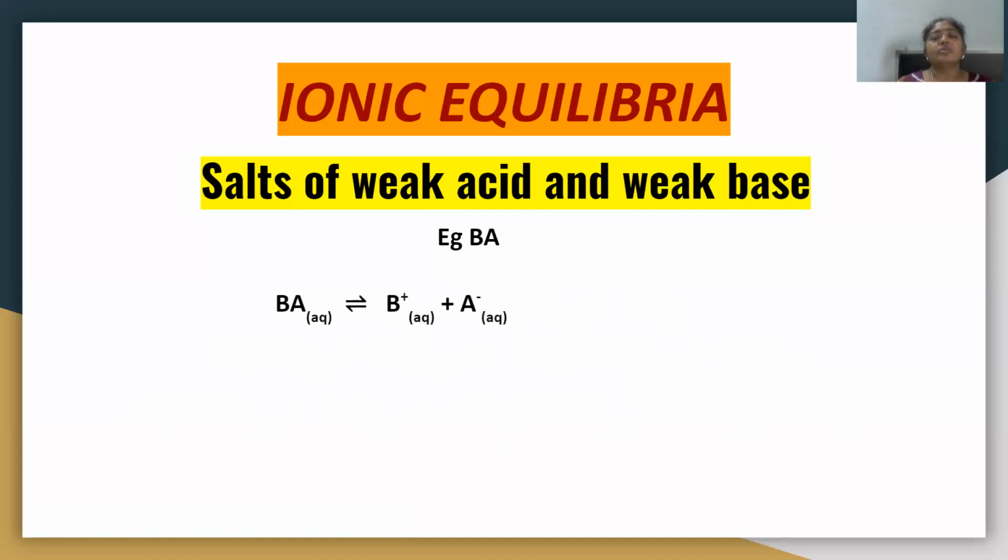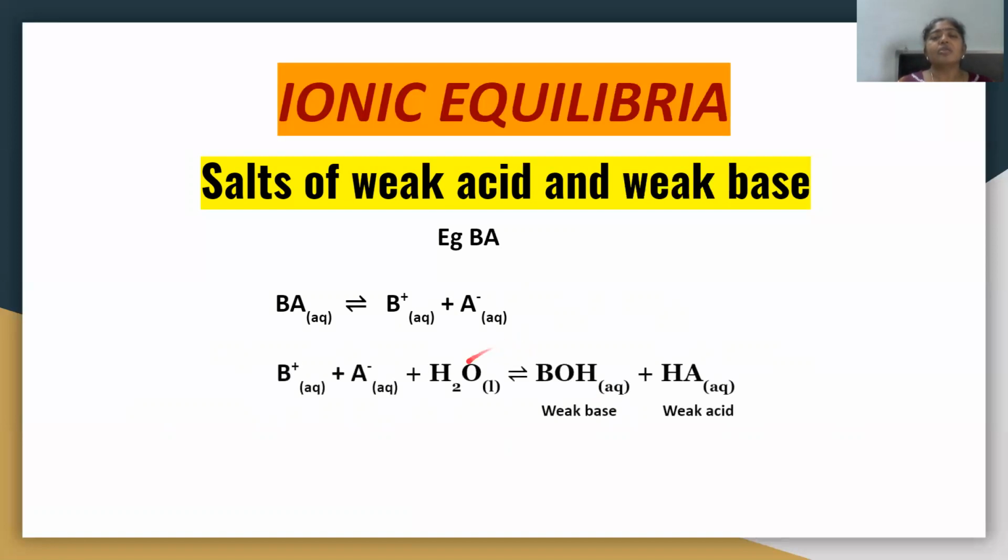Okay, now see, BA has broken up, or it has ionized, to form B plus and A minus ions. Now these B plus and A minus ions will react with the water, with the ions present in water. So what will B plus do? It will combine with the oppositely charged ion, so it will combine with OH, and it forms BOH. All right, and A minus will combine with H plus, so it forms HA. Now what is BOH? BOH is a weak base. We have started with a weak base, and HA will be the weak acid.